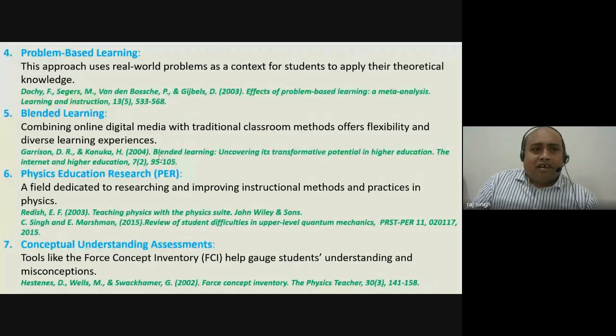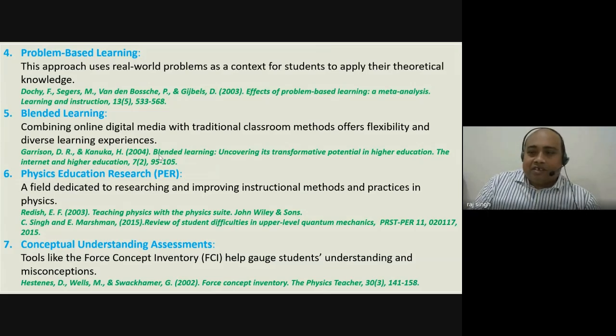Problem based learning: this approach uses real world problems as a context to apply theoretical knowledge. I can take an example here: the cost efficient roller coaster problem. It's an economics problem, but we can apply kinetic energy and energy conservation in this problem and find the solution. In physics branches like socio and econophysics, we use this kind of thing.